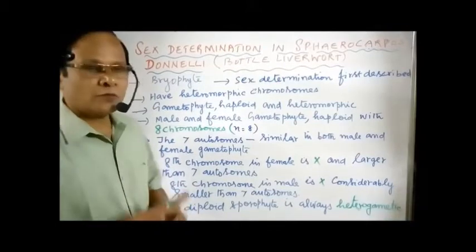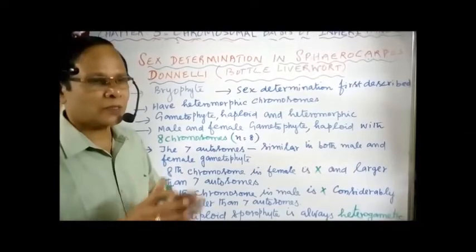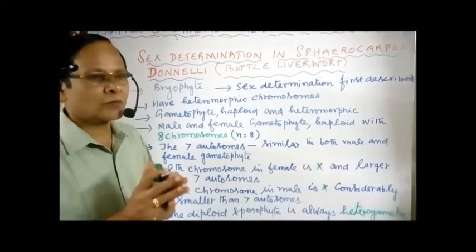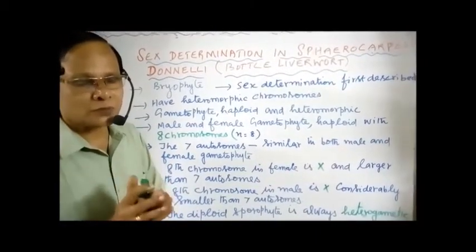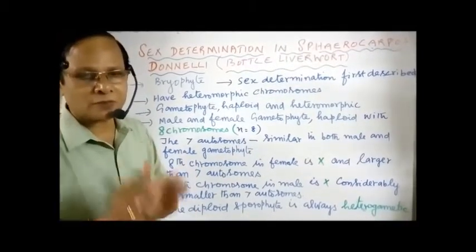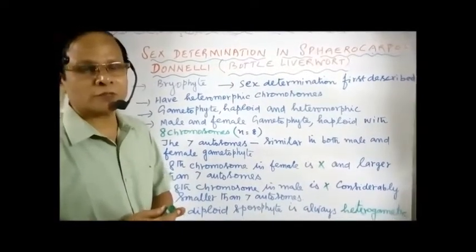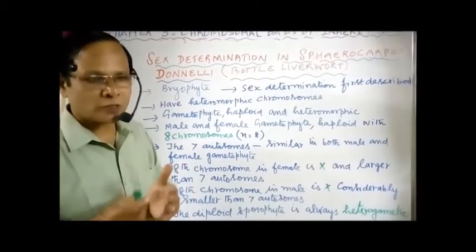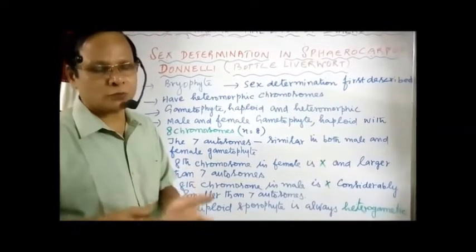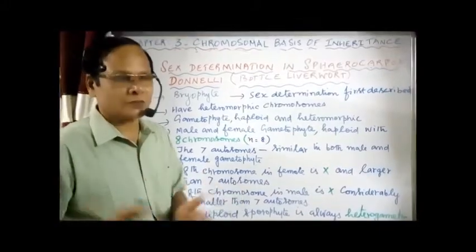Now, if you take the sporophyte, we have alternation of generations. The gametophyte is haploid and the sporophyte is diploid. The sporophyte is always heterogametic because it produces two different types of gametes. Suppose we take a sporophyte with XY combination. That XY sporophyte produces two different types of meiospores. Meiospores are the spores produced by reduction division.